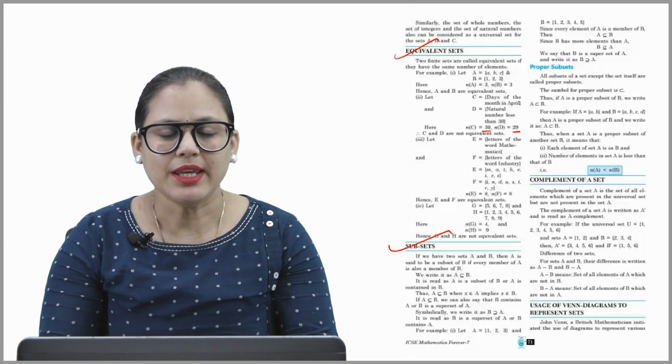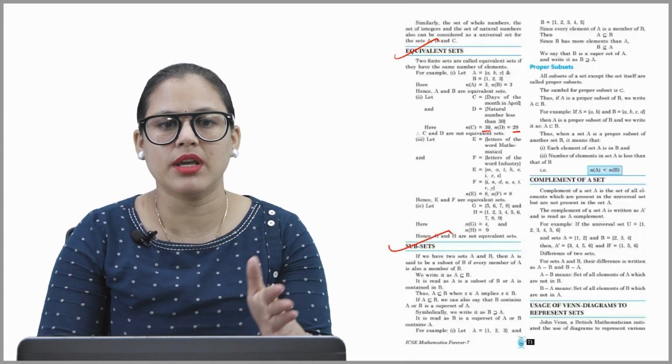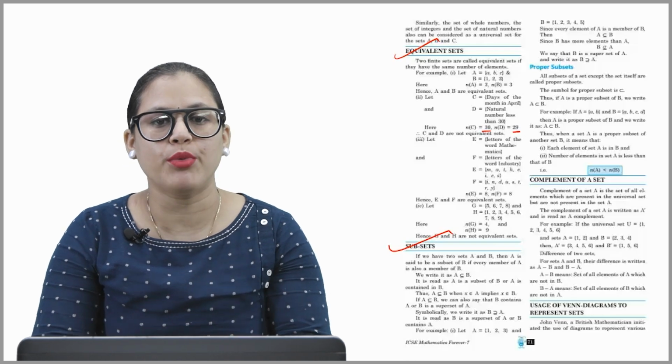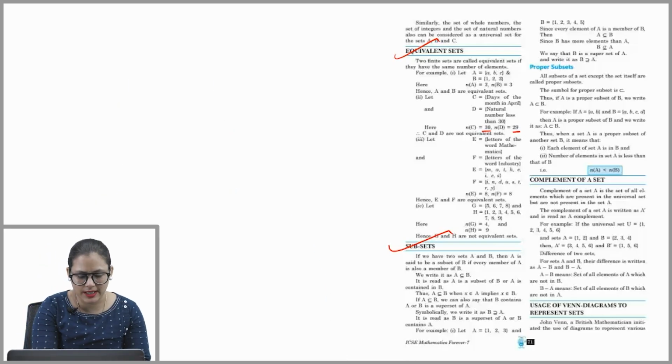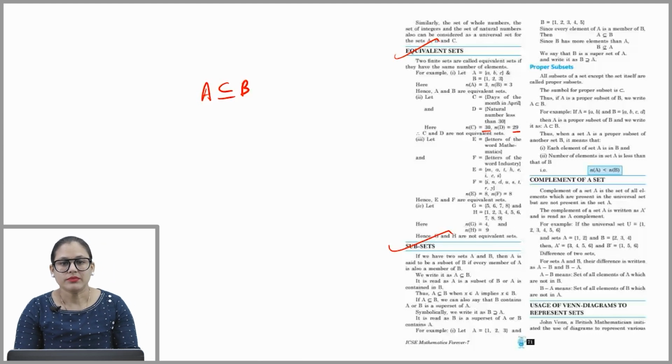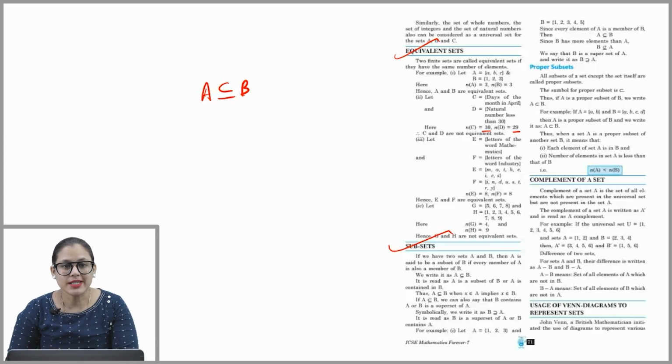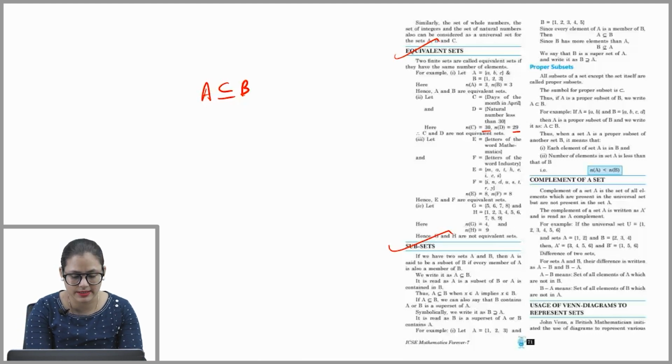Next, subsets. If we have two sets A and B, then A is said to be a subset of B if every member of A is also a member of B. We write it as A and then we use this symbol. It is read as A is a subset of B or A is contained in B. Thus, A is a subset of B when x belongs to A implies x belongs to B.